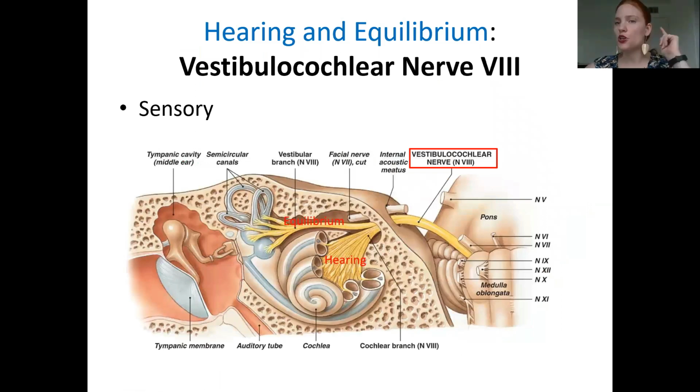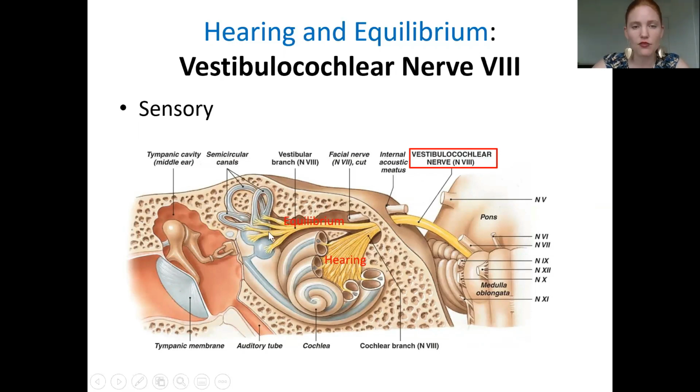Okay, into the inner ear. There are two senses that are found in the inner ear. You have your sense of hearing. The receptors for the sense of hearing are going to be found in a structure called the cochlea. The cochlea, we'll learn about that more later. And then the sense of balance or equilibrium, so your sense of balance and your understanding of gravity, those are going to be housed in a different structure that's called the vestibule.